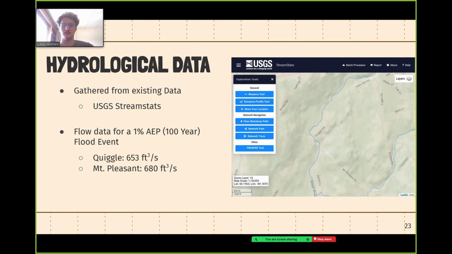The hydrological data was gathered from USGS StreamStats. USGS StreamStats is also used by the United States Army Corps of Engineers for their hydrological investigations, so we deemed it a reliable source. The Quiggle Road culvert was recorded at a flow rate of 653 cubic feet per second, and the Mount Pleasant Road culvert at 680 cubic feet per second.